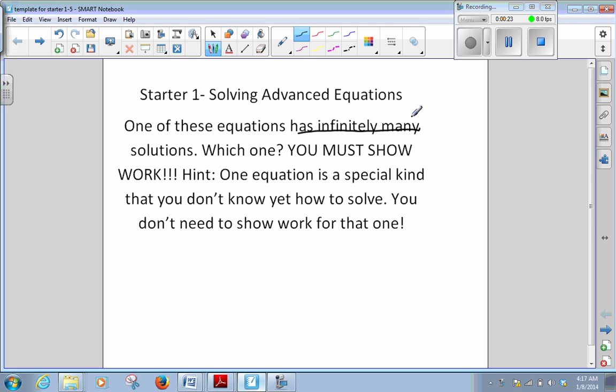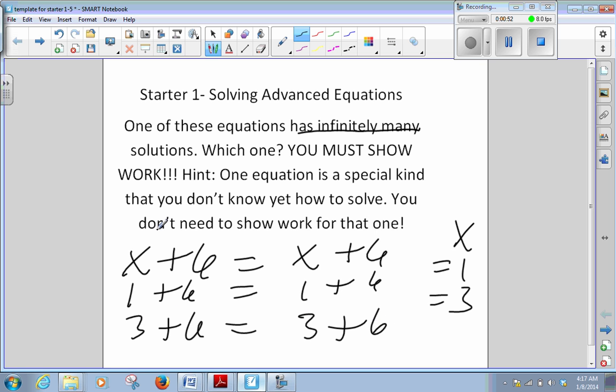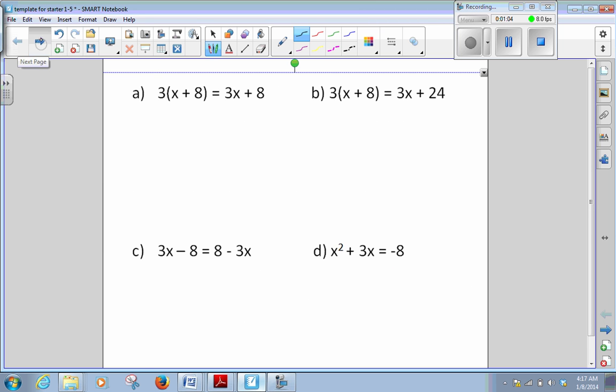Remember that when it says infinitely many solutions, you're going to end up with something like x plus 6 is equal to x plus 6, because it doesn't matter what number you put in for x. Let's say x is equal to 1. Well, 1 plus 6 is equal to 1 plus 6. But what if x is equal to 3? Well, 3 plus 6 is the same thing as 3 plus 6. I could put numbers in all day long for x. A number plus 6 is always going to be equal to a number plus 6. So that means there is an infinitely big number of solutions.